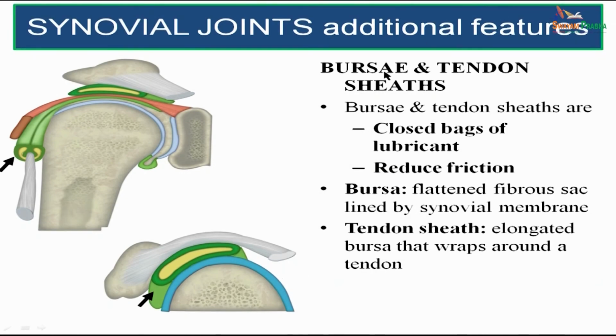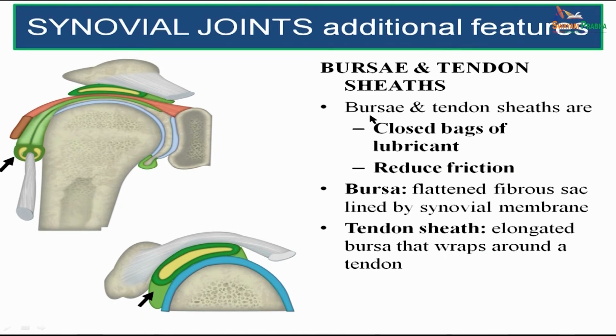In addition, synovial joints show some additional features: bursae and tendon sheaths. What are bursae and tendon sheaths? If you look at this picture, this is a tendon, this is the bone, and in between we are finding this structure which is like a bag. Here again, this is the bone, this is another bone, and this is the tendon, and we are seeing another tendon passing down covered by a bag-like structure filled with fluid.